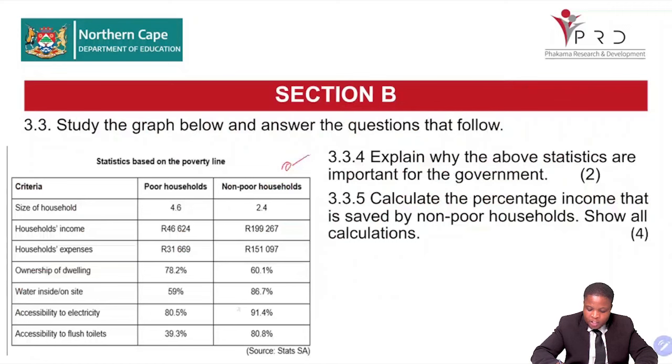Calculate the percentage of income that is saved by the non-poor household. So the non-poor is this one. How much are they saving? You're going to look at their income, they have expenses there, then you must calculate the saving percentage. You are calculating the percentage of the income that is being saved by the non-poor household, and you show all the calculation. Right, grade 12, you have 6 minutes. Complete the task.